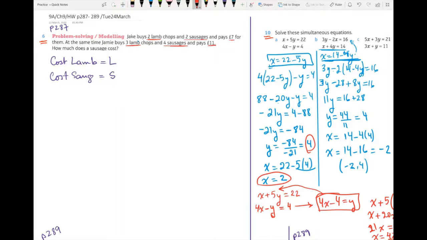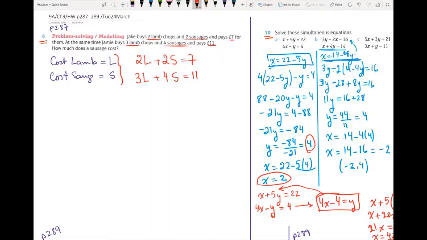So let us consider L, the cost of the lamb chop, and S, the cost of the sausage, and we have to build a system of equations. So we start with 2 lambs, so 2L, plus 2 sausages, which is 2S, equals £7, and 3L plus 4S is equal to 11.